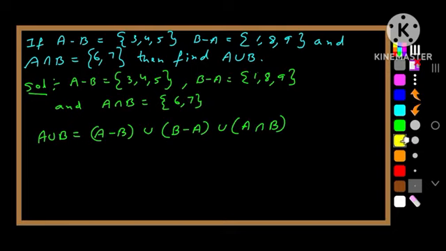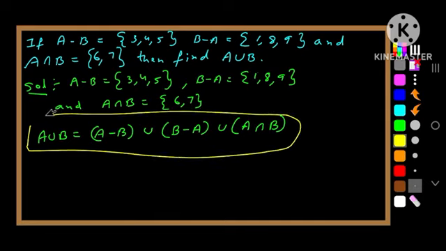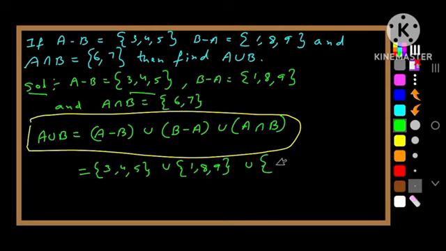This is the formula which you have to remember: A union B is equal to A minus B union B minus A union A intersection B. Now we know that A minus B is already given: 3 comma 4 comma 5, union B minus A, 1 comma 8 comma 9, union A intersection B, which is 6 comma 7.